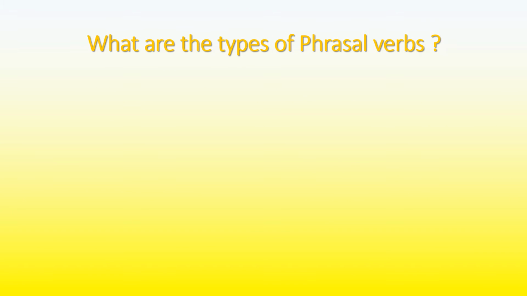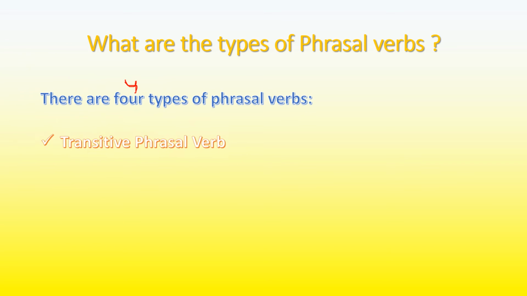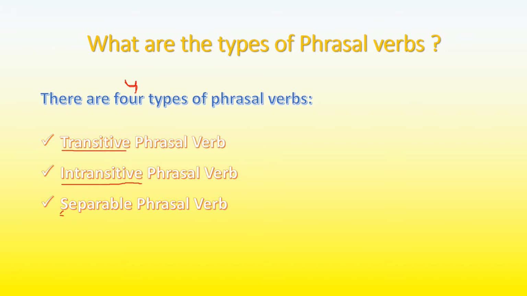What are the types of phrasal verbs? There are some types of phrasal verbs, and we're going to learn them now. There are actually 4 types of phrasal verbs. Let's see them. One is the transitive phrasal verb. Next is the intransitive phrasal verb. Next is the separable phrasal verb. And next is the inseparable phrasal verb.